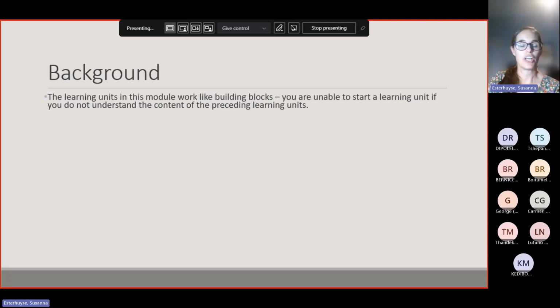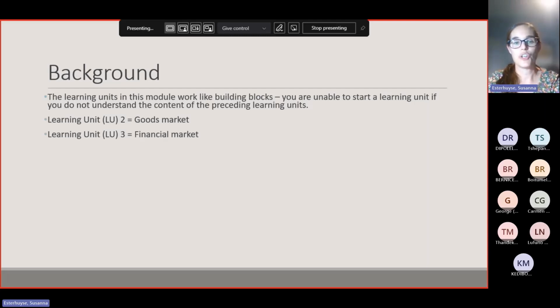So the learning units in this model work like building blocks. You are unable to start a learning unit if you do not understand the content of the preceding learning units. So in learning unit 2, you did the goods market. In learning unit 3, you did the financial market. And now in learning unit 4, these two markets are coming together in the ISLM model.